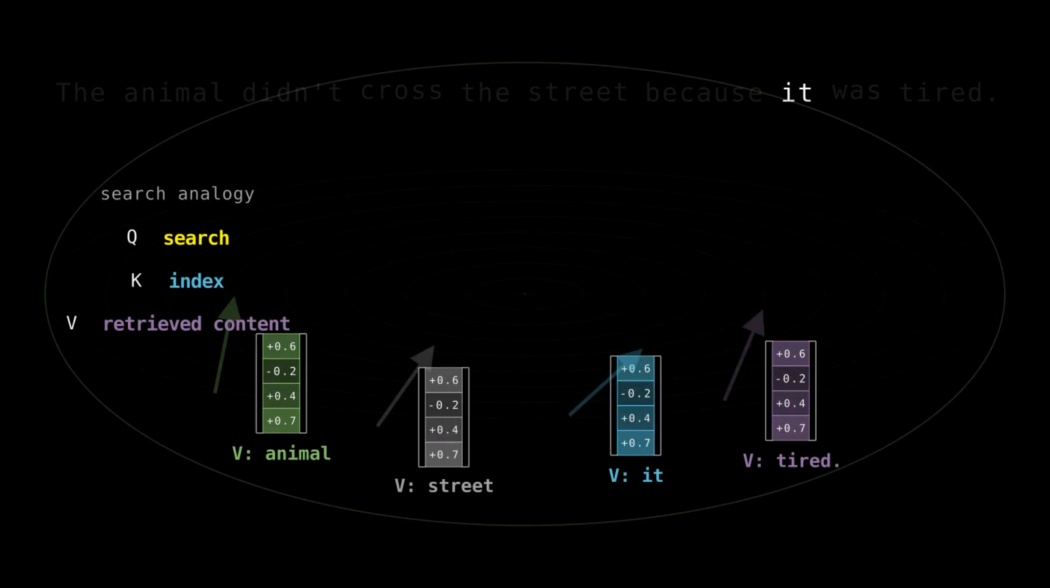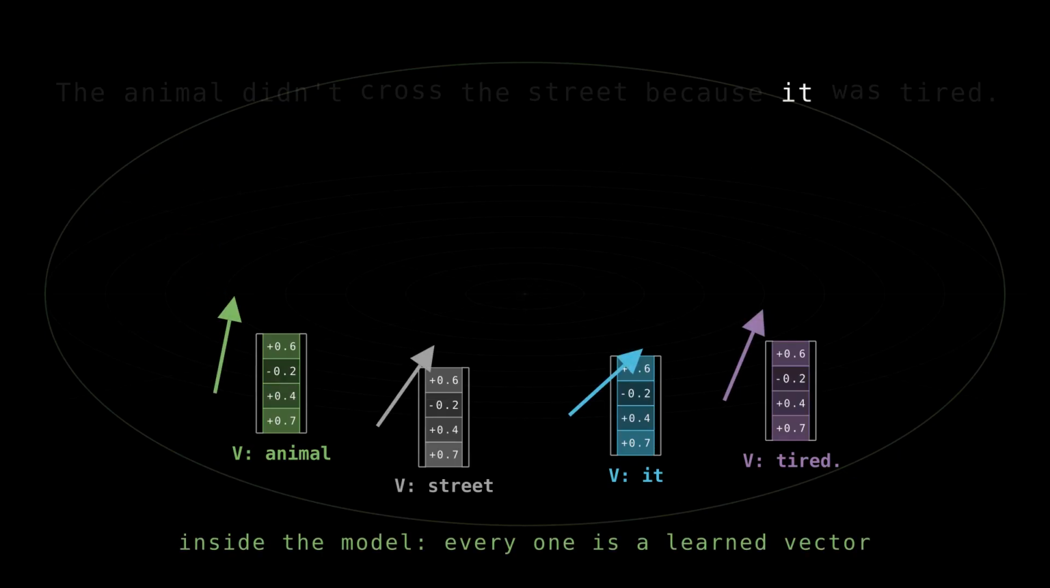A search engine analogy gets close. Your search is the query. The index entries act like keys. The retrieved content acts like values. But inside a transformer, all three are learned vectors, and the search happens for every token inside every layer.